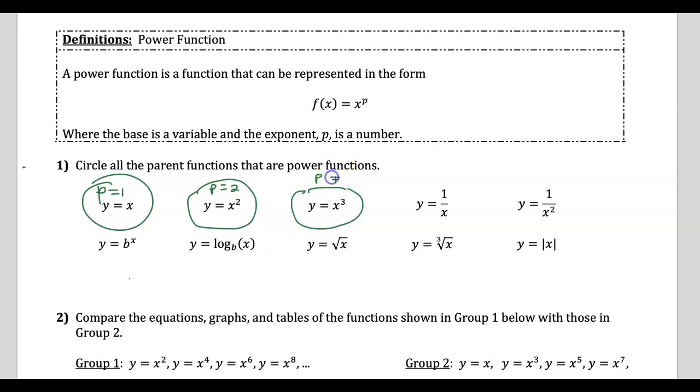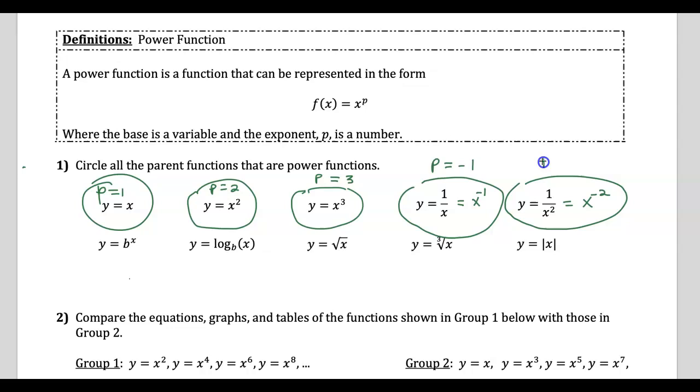What about this next one here? Well, we could rewrite this as x to the negative first power. So yes, this would also be a power function because p now is negative 1. Similarly here, we could write this as x to the negative 2 power. And so this is also a power function, p equals negative 2. b to the x looks like it might be a power function, but if you look carefully, b is not the variable. So this is not a power function.